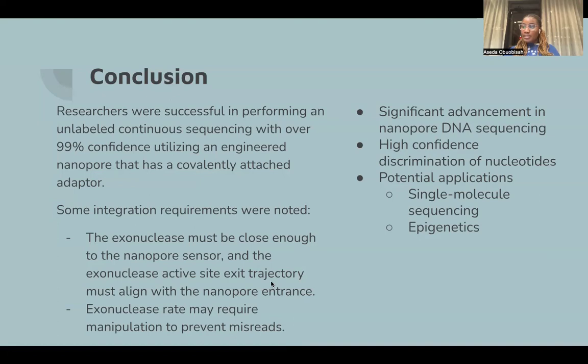Overall, the research represents improvements in sequencing technology, addressing key challenges, as well as demonstrating the feasibility of a label-free continuous base detection system. The covalently attached adapter and optimized conditions enabled high confidence discrimination of nucleotides, paving the way for a nanopore sequencer. The potential applications of this technology are emphasized below, such as single molecule sequencing and epigenetics use. And now we're going to continue on to our final thoughts.